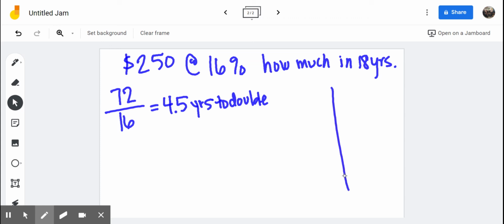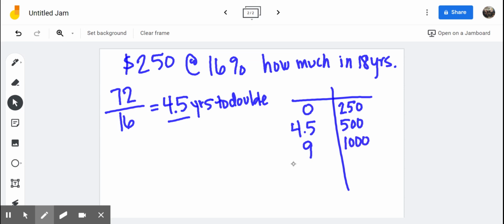So I like to solve this one by making a little chart. So at 0 years, so basically starting out, we have $250. And we know that every 4.5 years, that's going to double. So in 4.5 years, that $250 now becomes $500. In another 4.5 years, so now after 9 years, that $500 now becomes $1,000. And you're going to keep that trend going until you hit 18 years. And that amount right there is going to be the answer to that question.